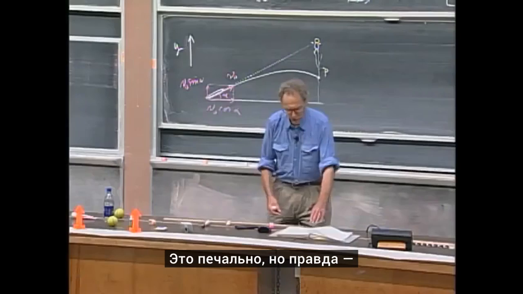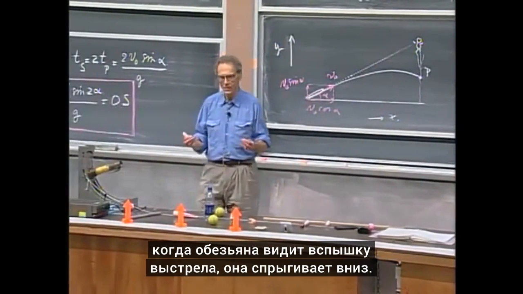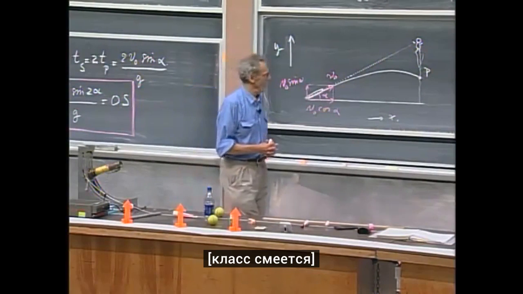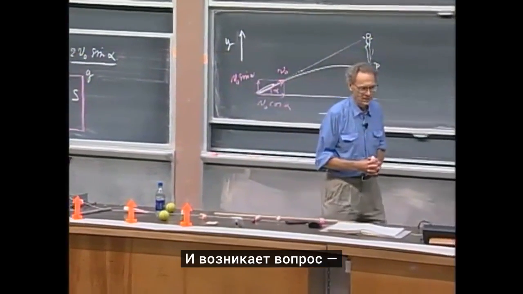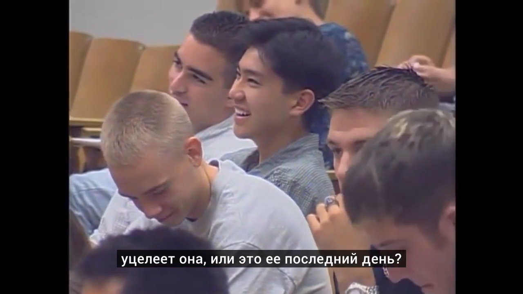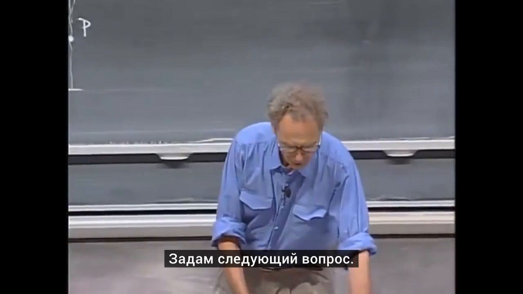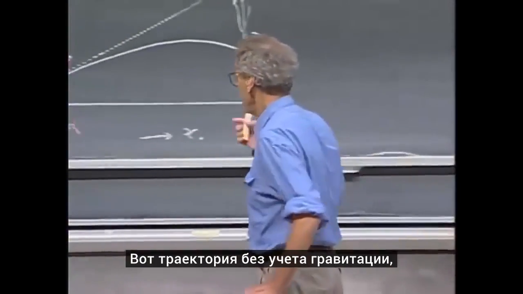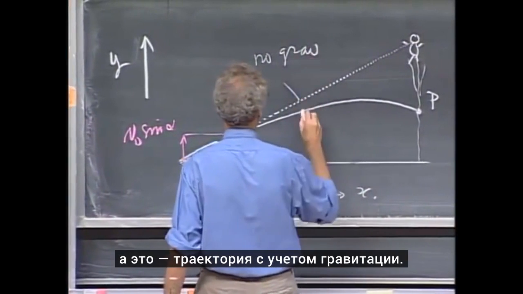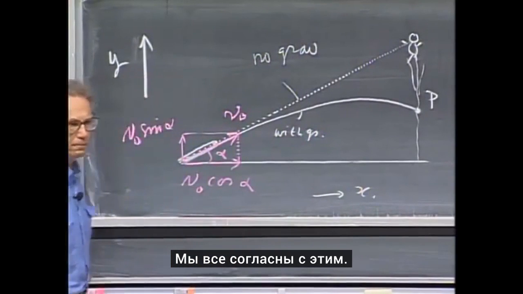Now, it is very tragic, but true, that when the monkey sees the flash of the gun, it lets go. And now comes the question, is the monkey safe, or is this the last day of the monkey? I asked the following question. This would be the trajectory with no gravity, and this is the trajectory with gravity. We can both agree on that.